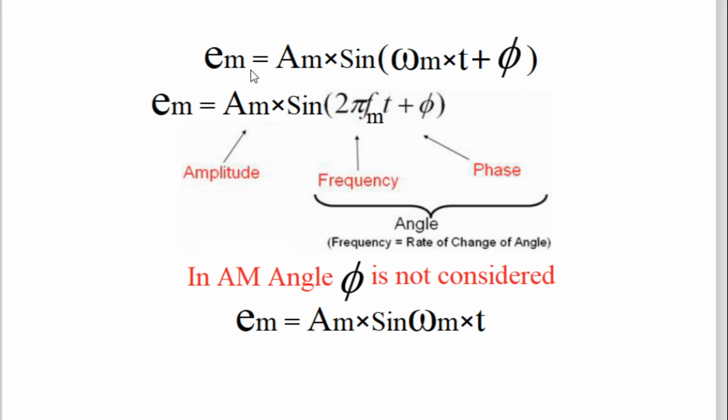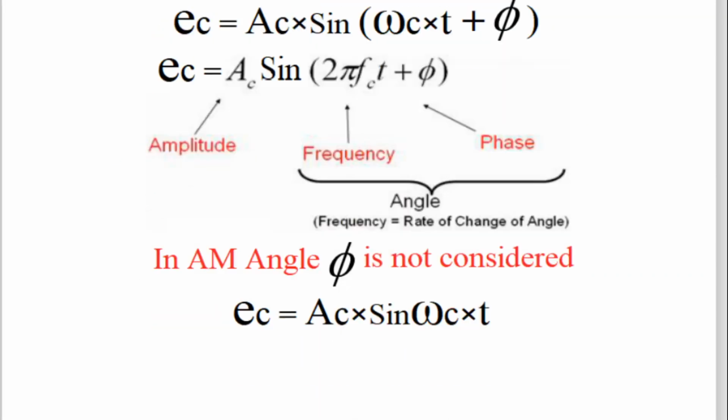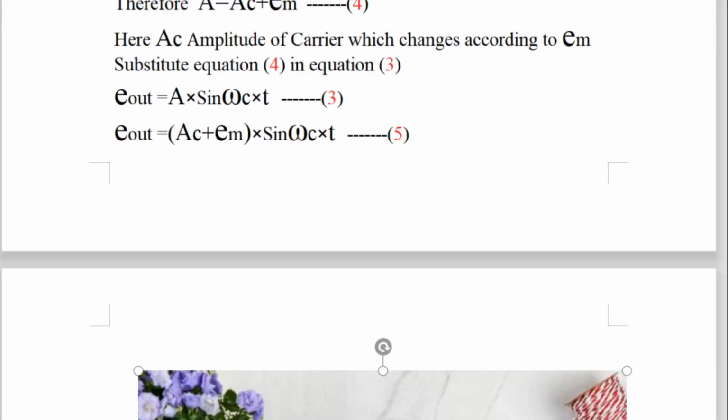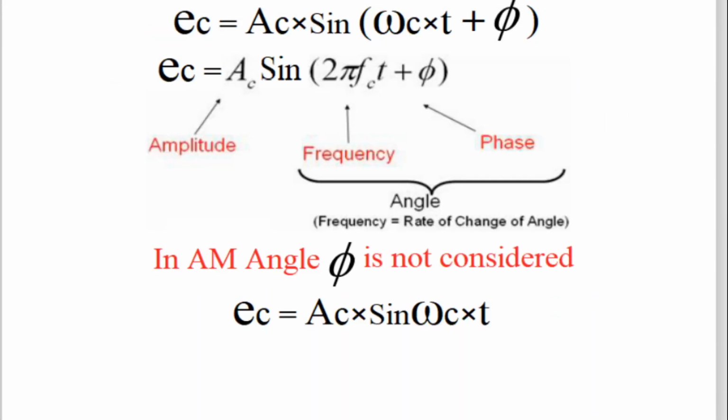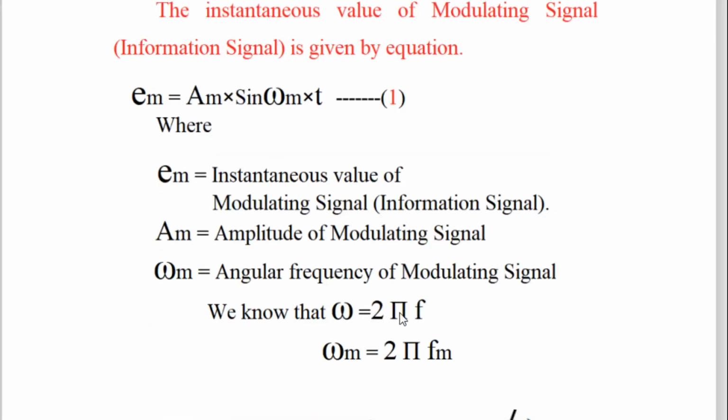Here I have written the same equation again, and instead of omega we are substituting 2 pi f, because omega is equal to 2 pi f. So for omega m, the angular frequency of the modulating signal, is equal to 2 pi fm, where m means modulating signal, the frequency of the modulating signal. So this is very simple.